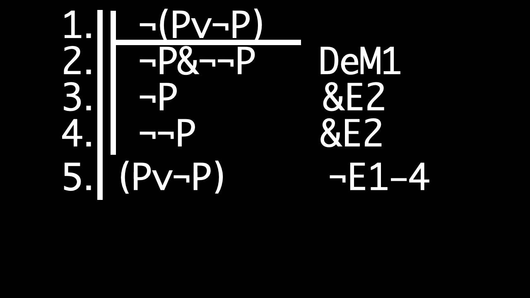Okay, that's a proof. We've proven the theorem. But suppose you didn't think to do an indirect proof. Suppose you didn't think of the negation elimination rule. You're looking at where you need to end up. You need to end up with P or not P.